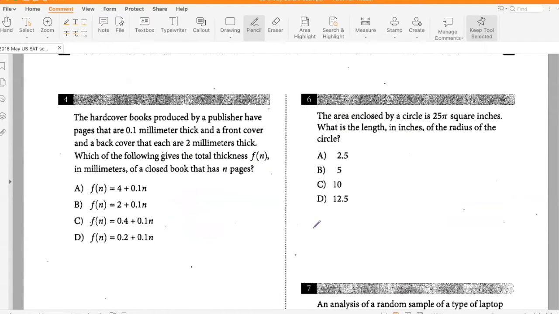The hardcover books produced by a publisher have pages that are 0.1 millimeter thick and a front cover and a back cover that are each 2 millimeters thick. Which of the following gives the total thickness of a closed book that has n pages? Okay, so 2 front cover, 2 back cover, and 0.1 n for the pages, right? So that's 4 plus 0.1 n, so option A.